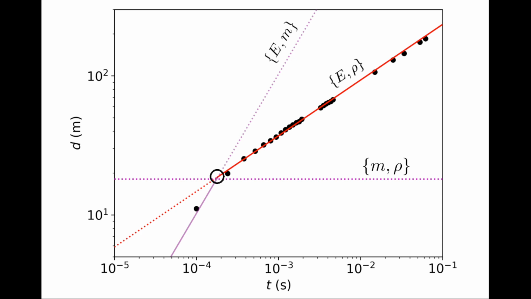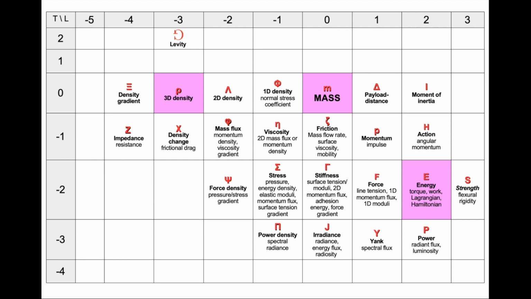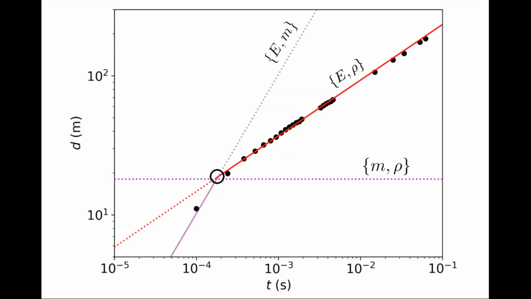Previously, we got the coordinates of this intersection by equating the energy-mass and energy-density regimes. You can check for yourself that equating the mass-density regime with the energy-density regime or with the energy-mass regime would give the exact same coordinates. As long as the three mechanical quantities of a trio form a triangle in the mechanical plane, that is, as long as they are not aligned, then the three associated regimes intersect at a single point, a special event, a turning point of the dynamics.